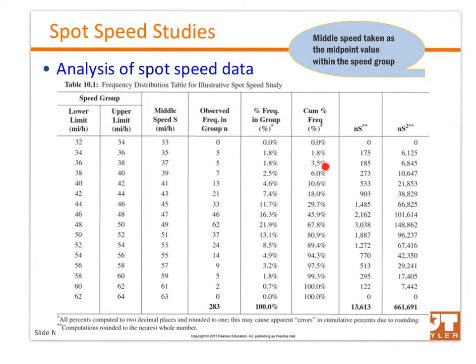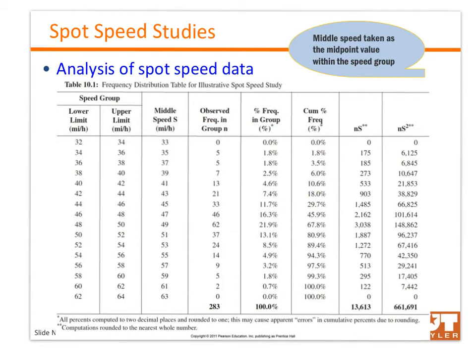And then 3.5, how do we get the 3.5? It's 1.8 plus 1.8, but here again there is some rounding, that's why it's not exactly 3.6. And then 3.5 plus 2.5, that's going to give us 6%. 6% plus 4.6, that's going to give us 10.6, all the way until you reach the very last number here. Since it's cumulative, it has to end up with 100.